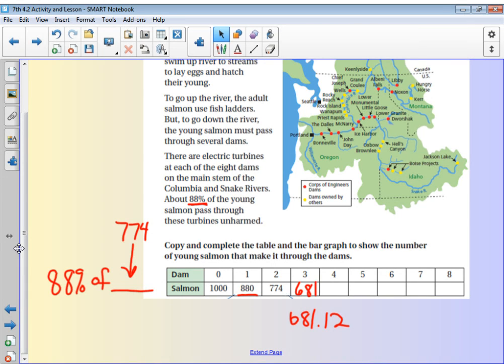Okay, so what I would like you to do is continue working this pattern and finish out the table. So go ahead and pause your video and finish working out dams 4 through 8, and then start the video back up to check your answers.